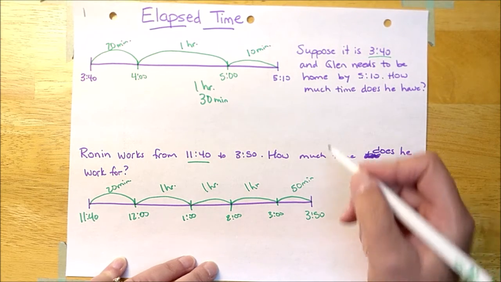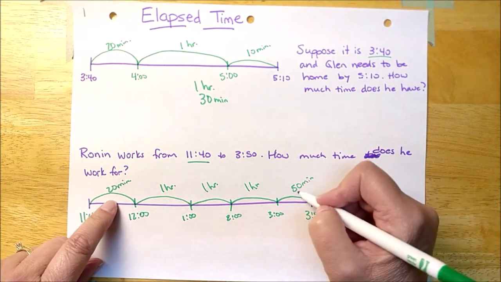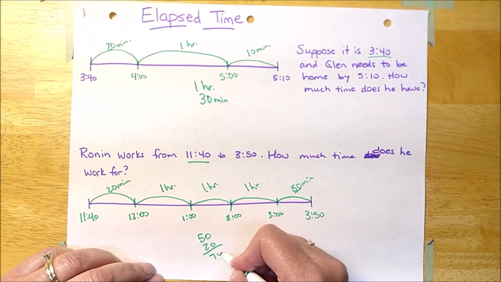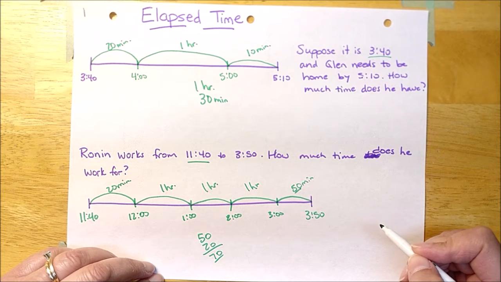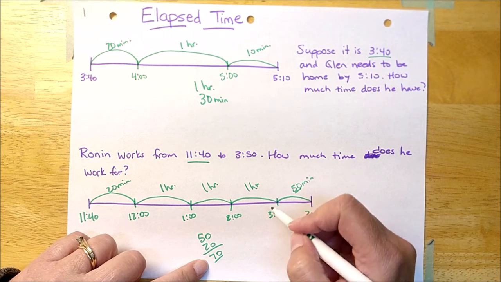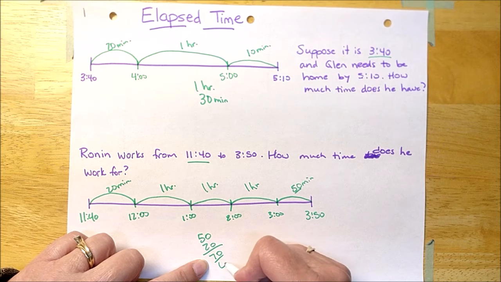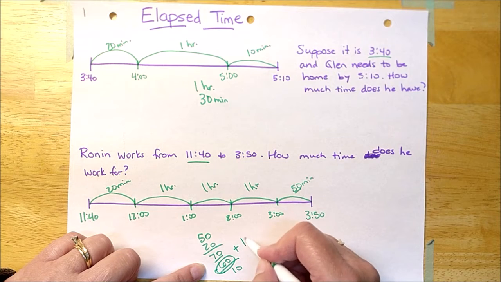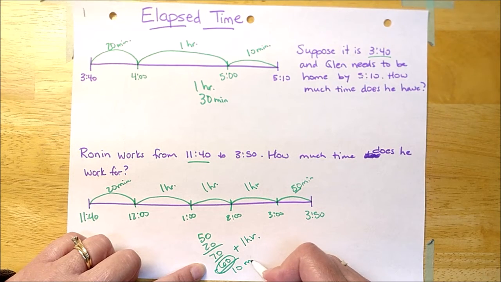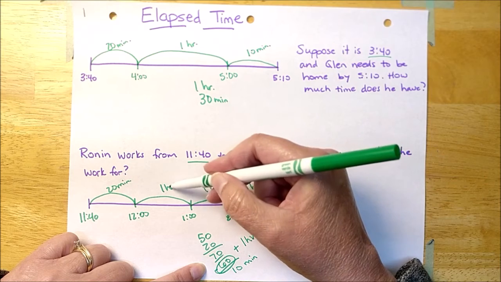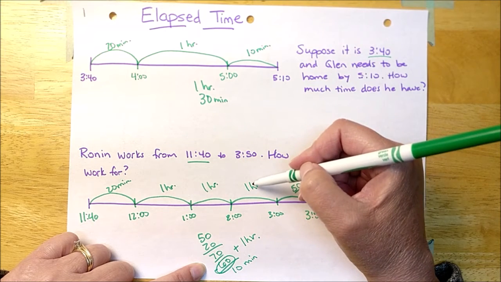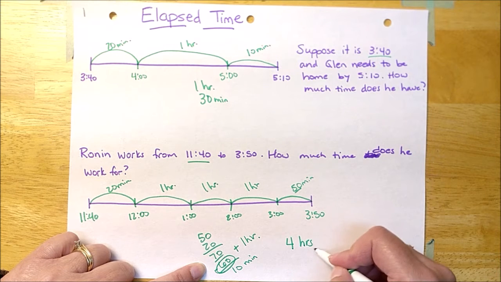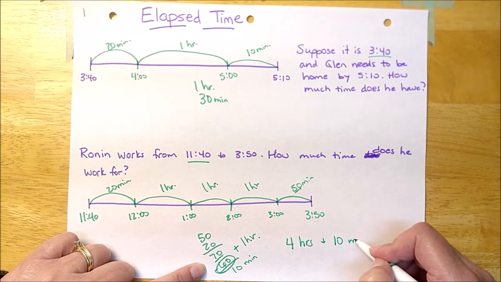So I know that when I add my minutes together, I have 50 minutes and 20 minutes. So 50 and 20 equals 70 minutes. And I know that 70 minutes is more than an hour because yesterday we were figuring that out. So there's 60 minutes in an hour, so I'll take that away. So there's another hour I have to add, plus 1 hour. And I have 10 minutes left over. So I have 1 hour, 2 hours, 3 hours, 4 hours. So Ronan is going to work 4 hours and 10 minutes.